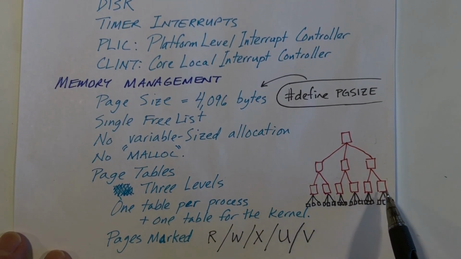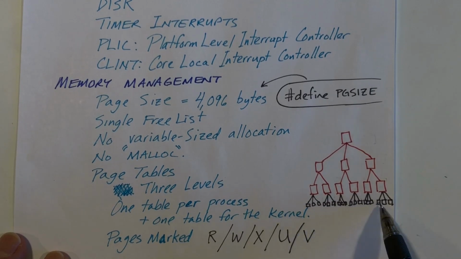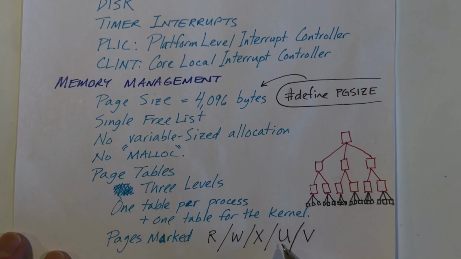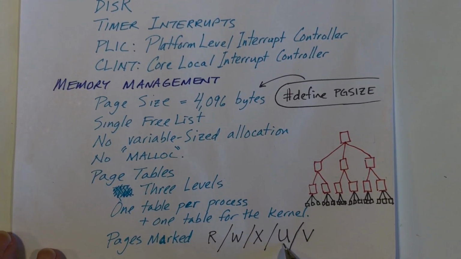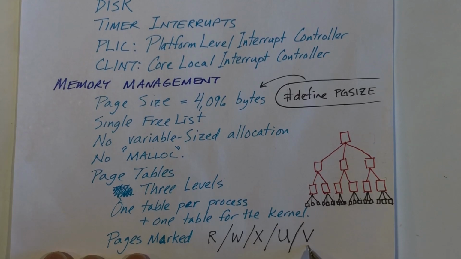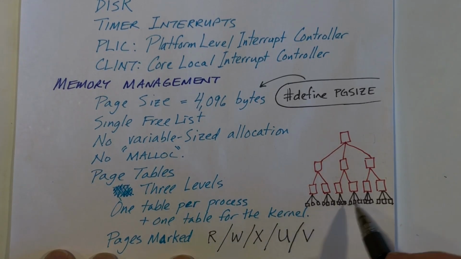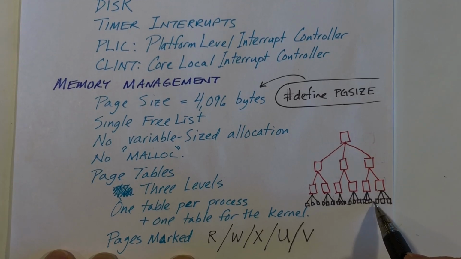The page table hardware can accommodate marking the data pages as either readable, writable, executable, and U stands for user mode access, and V stands for valid. So a page may or may not be writable, it may or may not be executable, it may or may not be valid. It can also be marked U or not U, and that determines whether the page can be accessed when the processor is running in user mode.